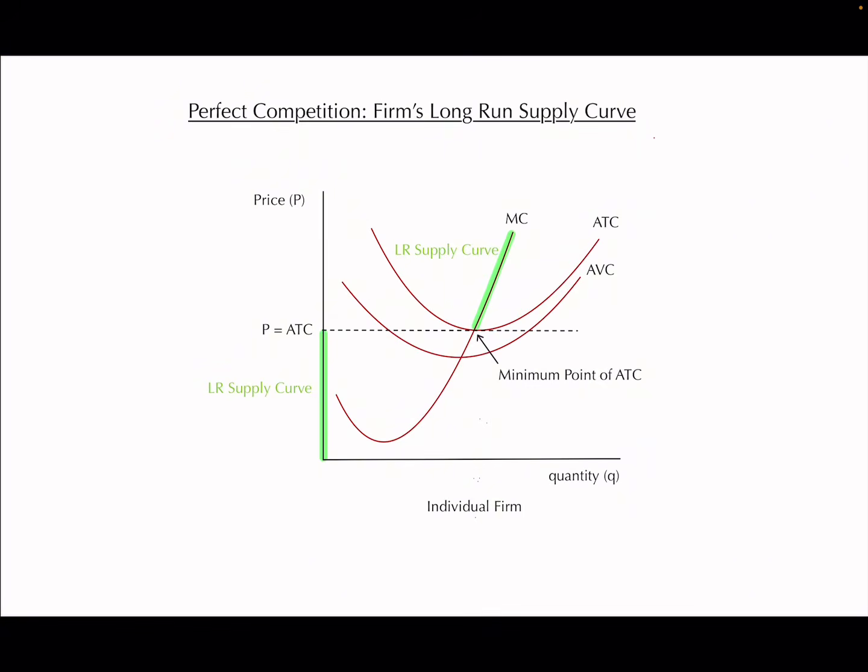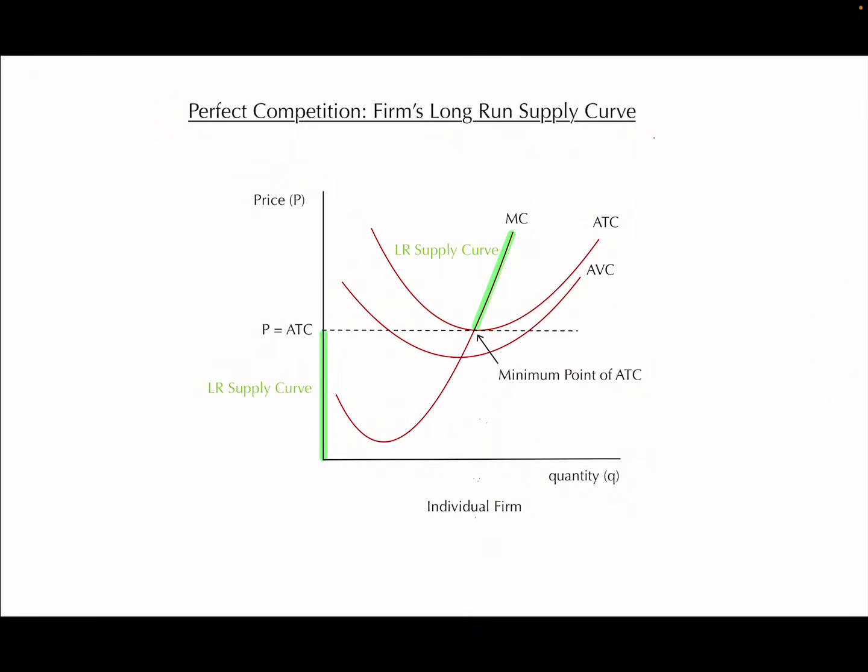Since we know that profit is maximized when marginal revenue equals marginal cost, we can find the price along the supply curve. If the price is below the minimum point of ATC, we must shut down, as we cannot sustain our production and cover our costs. Thus, the price must be at or above the minimum point of ATC in order for our firm to continue production.